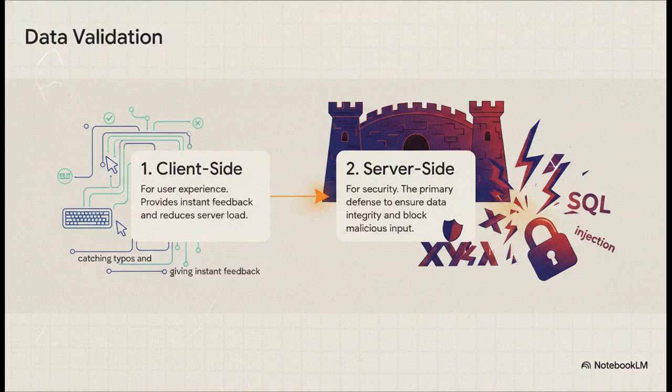Now, validation happens in two places. On the client side, sure, it's great for the user experience, catching typos, giving that instant feedback, but that's just a courtesy. It's a nice to have. The real security check always happens on the server. This is the non-negotiable part. It's what stops an attacker from bypassing our pretty front end and sending malicious code directly to our back end, the exact kind of thing that leads to devastating attacks like SQL injection.